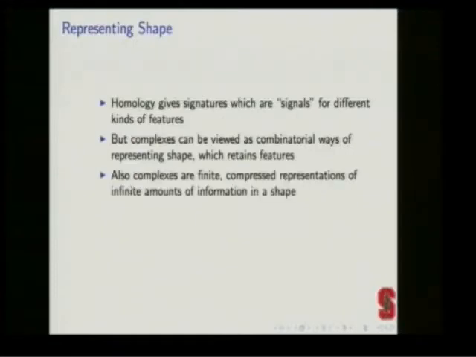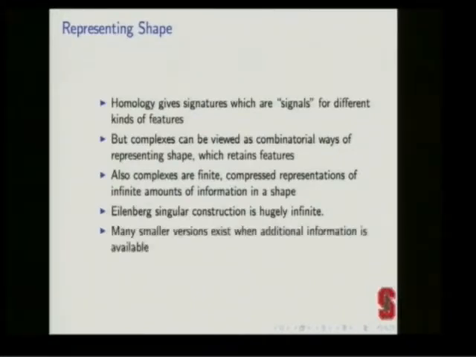All right, so here's what I would argue in terms of starting to think about this for use in data. Homology gives signatures which are kind of signals for different kinds of features. Loops, two-dimensional surfaces in your space, and so on. The complexes that are built, if they're small, can also be used as combinatorial and compressed ways of representing shape. The Eilenberg construction, of course, is hugely infinite, is not computational at all, but there are many smaller versions that exist when you have additional information about your space.